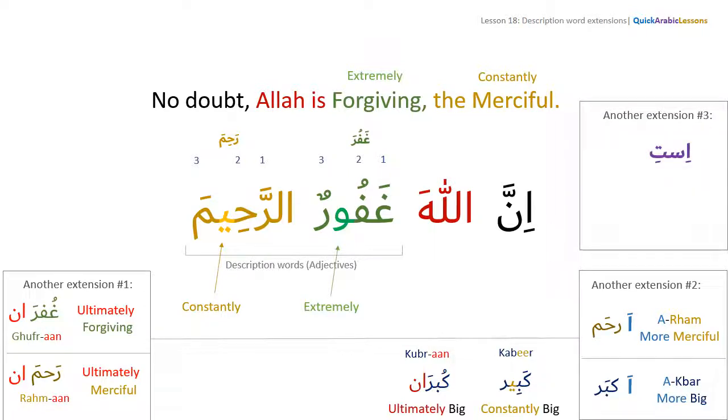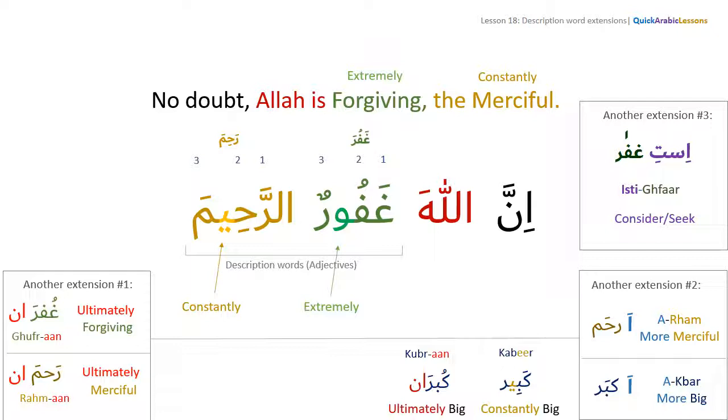Okay, now this is another extension that we're going to look at now on the right side of the page. Ist, alif, sin and ta. If you add the letters alif, sin and ta before a 3-letter description word like istighfar, now we know that ghain, fa and ra are related to forgiveness. So what does ist mean? Ist in Arabic, when you see that before a 3-letter word, it means to consider or to seek something.